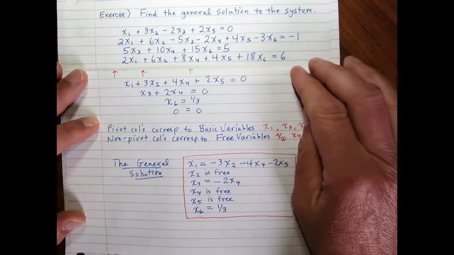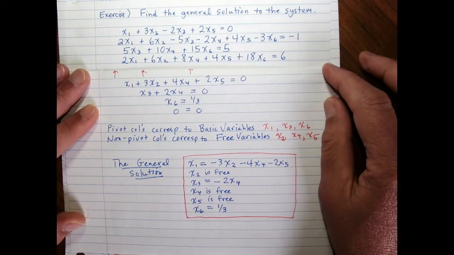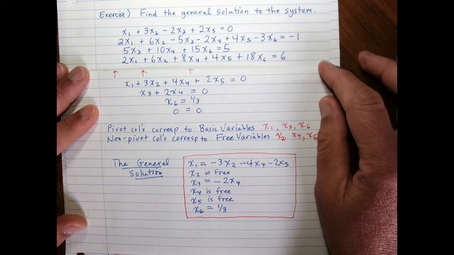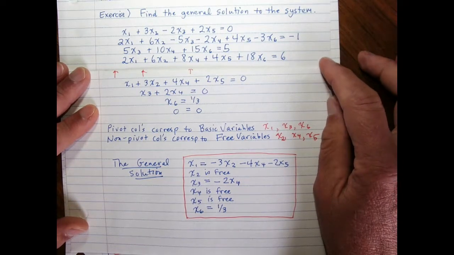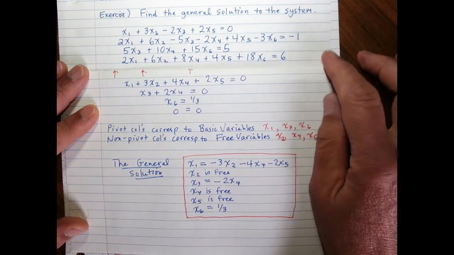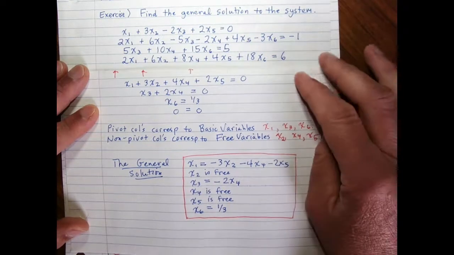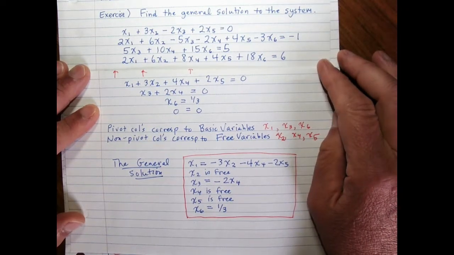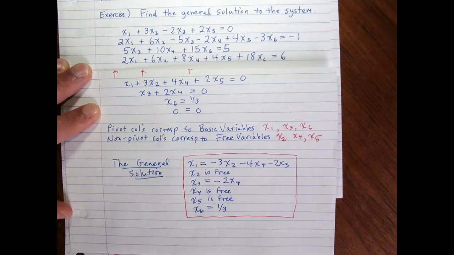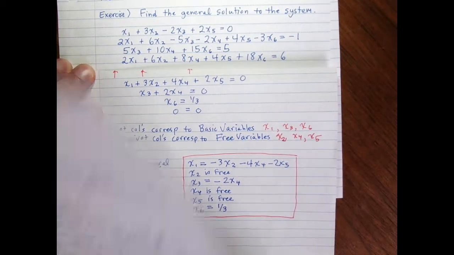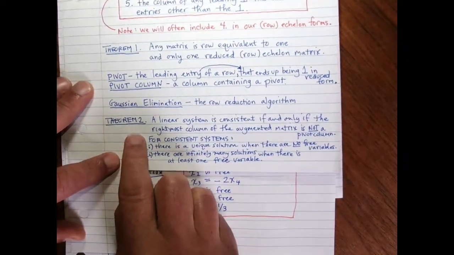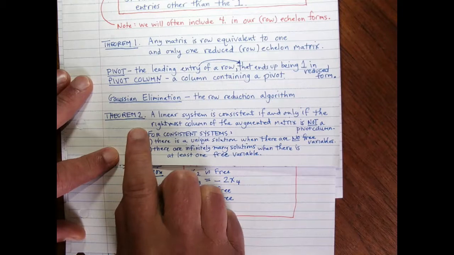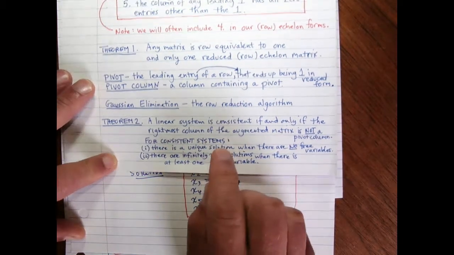I want to make just a couple more comments about this example that we just worked through where we found the general solution to a system. So I have the original problem at the top, and then at the bottom is our solution in the red box without the matrices in between. And what I want to do is relate this a little bit to that theorem 2 that we mentioned in class, but I didn't really go through all the details of it.